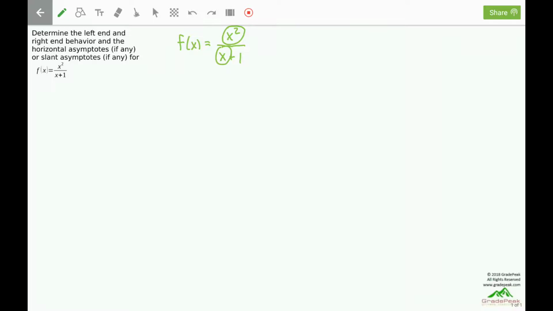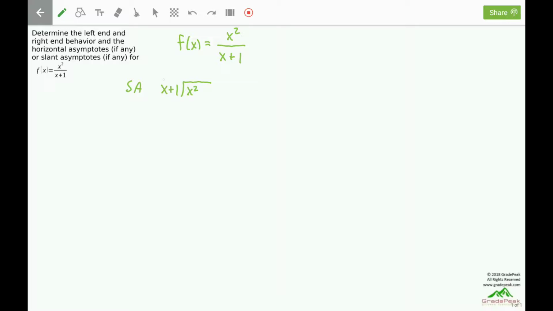Since it is exactly 1 higher here, 2 is 1 higher than 1, this will happen through a slant asymptote. f of x will have a slant asymptote. And the slant asymptote is found by dividing the denominator into the numerator through long division.